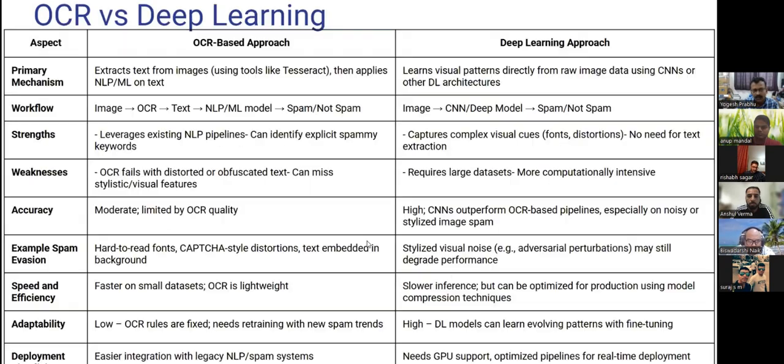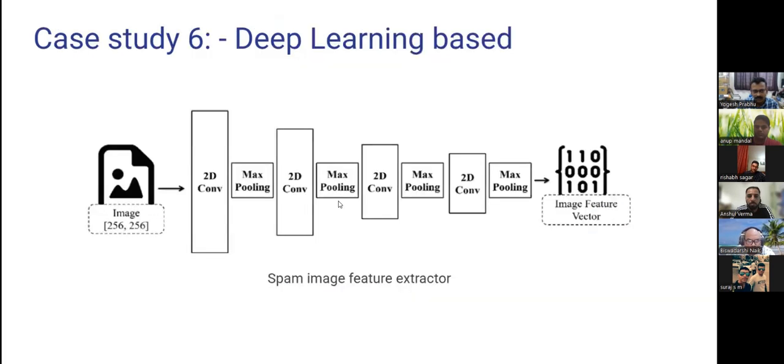The CNN for the spam image features, the previous slide please. Here the CNN for the spam image feature extractor consists of 4 convolutional layers and max pooling layers, and it uses the rectified linear unit, that is ReLU, as the activation function. And now we understand the core difference between the OCR and deep learning based approaches. Next slide, please.